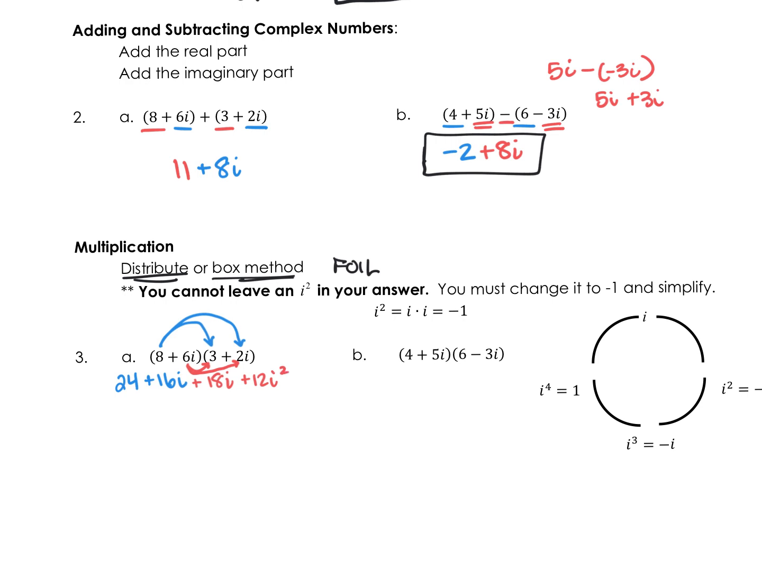So 12i squared. And this is the only thing that changes with this type of problem with imaginary numbers: when you have an i squared. That's the only thing you need to be on the lookout for. If you have an x squared, it just stays x squared. But what do we know i squared is equal to? -1. Anytime you have an i squared, you can't leave it in your answer. You have to turn it into -1. So this right here is going to be 12 times -1, so it's going to turn into a -12.